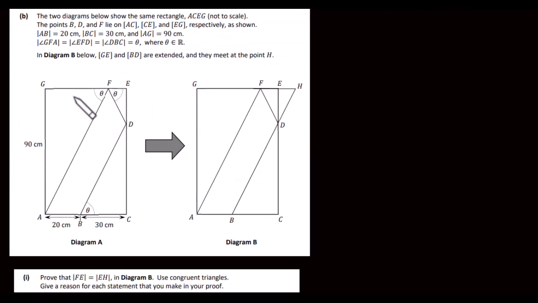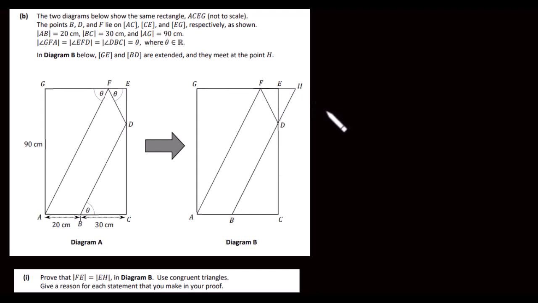Two diagrams below show the same rectangle ACEG, not to scale. The points B, D, and F lie on AC, CE, and GE respectively as shown. AB is 20, BC is 30, and AG is 90. I'm presuming they're talking about these thetas here, so this angle is equal to this angle is equal to this angle here. In the diagram below, GE and BD are extended, so GE is extended out as far as H, and BD is extended up here as far as H as well.